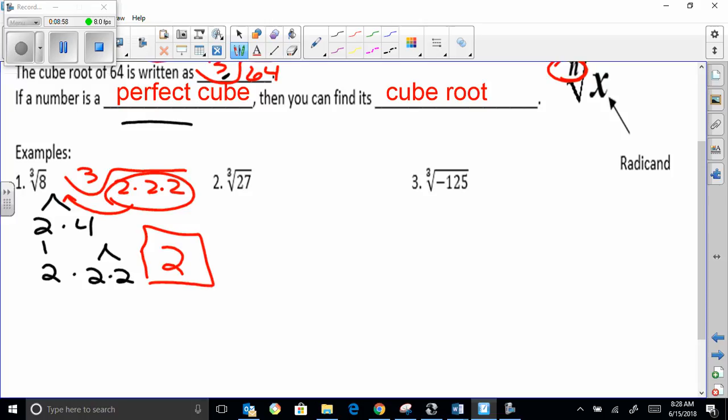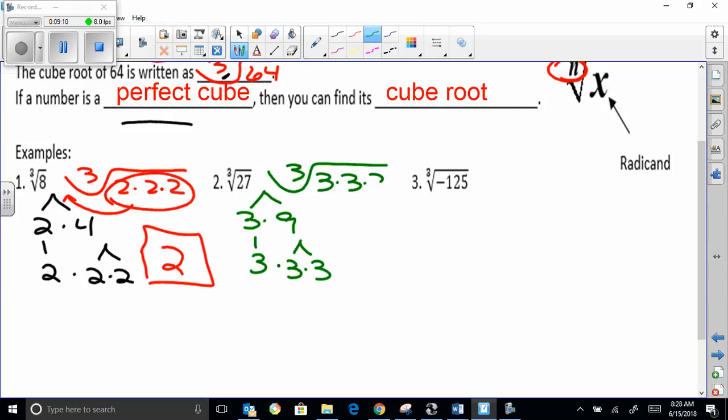The cube root of 27, again, I'm going to break 27 down, looking for all of my prime factors of 27. So I have the cube root of 3 times 3 times 3. In order to come off, I must have a set of 3s, 3 of them. And the 3 can come off with nothing left over, so there's nothing up under my radical. My answer is just 3.